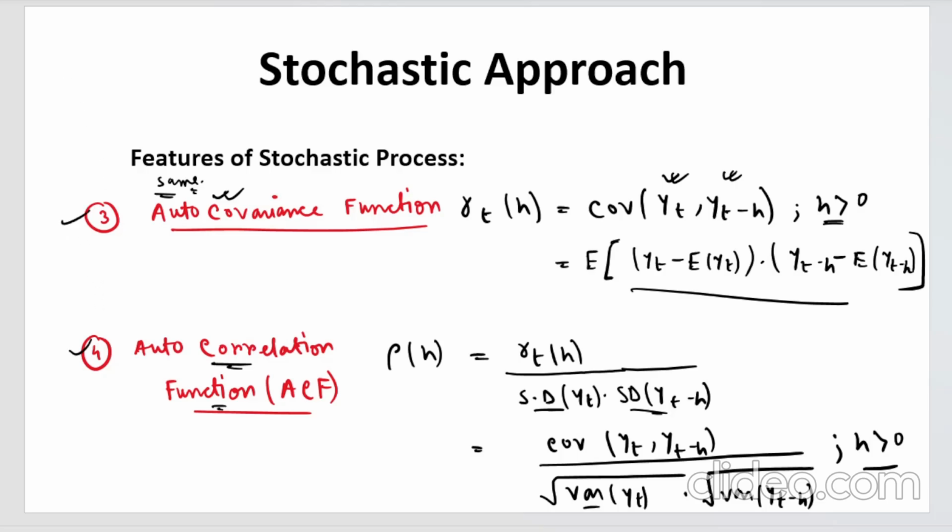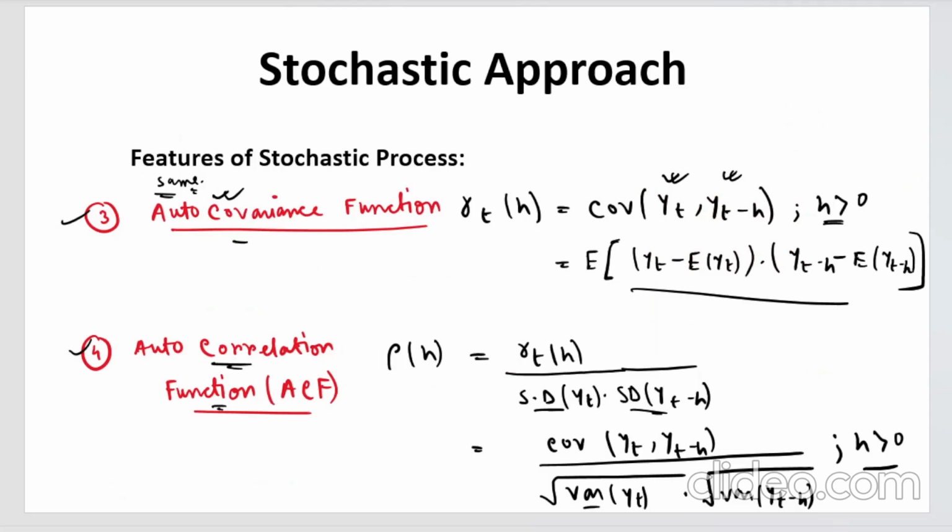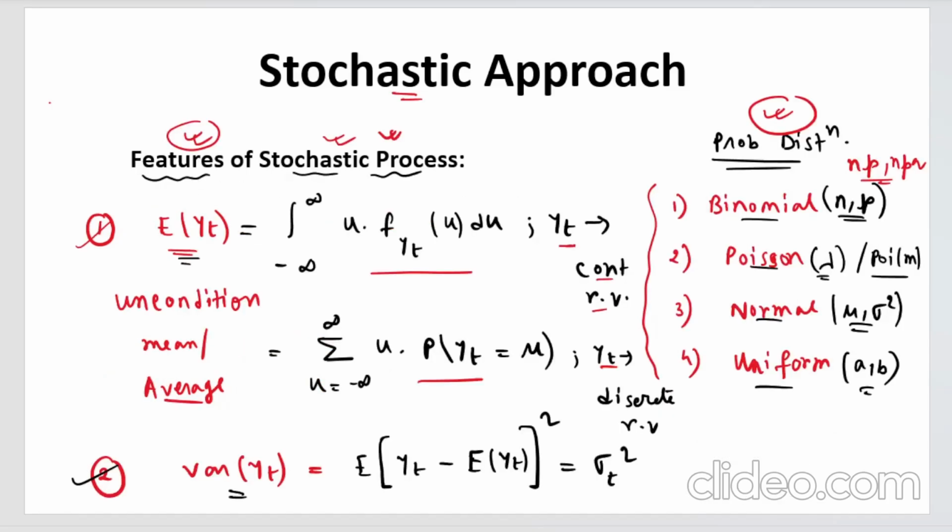I hope you understood these four things. If you have any probability distribution or any stochastic process available to you, you must know these four features: the expected value of yt, the variance of yt, the autocovariance function of yt, and the autocorrelation function of yt. These four features will help you in modeling the stochastic process, according to the stochastic approach of time series.